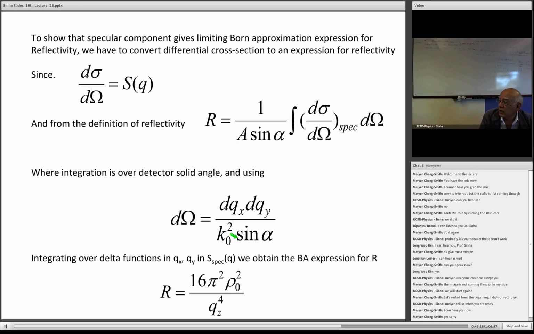And then you find that the expression for the reflectivity, you can trivially integrate over the delta functions in qx and qy, and you get this expression, which is in fact the limiting expression from the Fresnel reflectivity. And if you put in the roughness term, it boils down to the kinematic or Born approximation expression for the specular reflectivity from a rough surface. It doesn't work near the critical angle, but it does work far away, for large scattering angles.